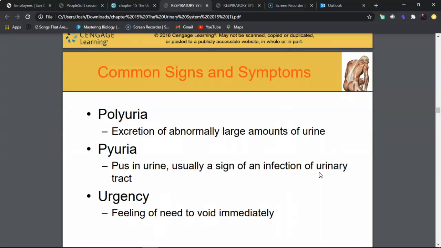Pyuria indicates pus in the urine, and that's usually a sign of infection in the urinary tract or in the kidney as well. Urgency is a feeling of need to void immediately, like I've got to go right now or I'm going to pee my pants. That particular term can accompany a bladder infection. Frequency, urgency, and dysuria are the common triad of symptoms for a bladder infection. It doesn't have to have all 3, but that's a telltale sign of an infection.